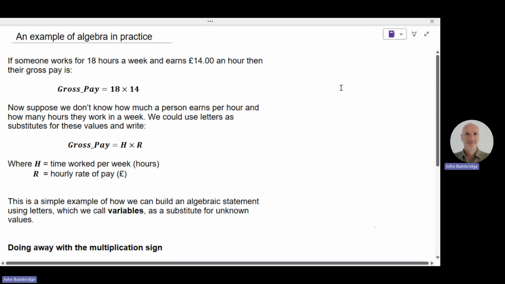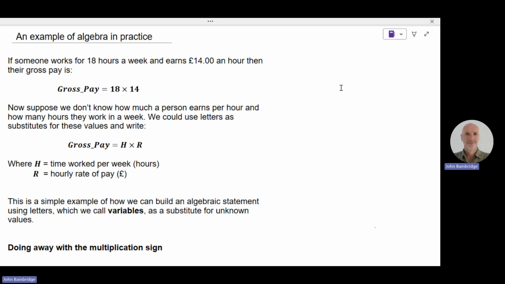So I'm going to start with a simple example of algebra in practice. If someone works for 18 hours a week and earns £14 an hour, then their gross pay is, so we just simply multiply the hours, 18 hours, by the amount they're getting per hour, 14. So the gross pay equals 18 times 14.